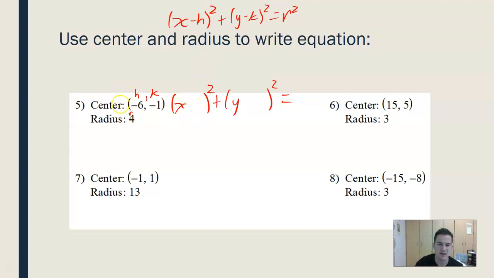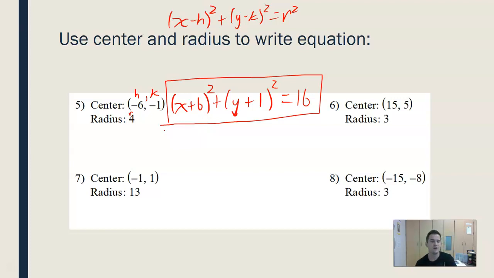So remember, if the center is -6, -1, the values in the parentheses are going to be the opposite of those. So right here, I'm going to have x plus 6 and y plus 1. It's the opposite of these numbers. -6 turns into a +6, -1 turns into a +1 for the equation of the circle. And the right side of the equal sign is going to be r squared, or 4 squared, which is 16. 4 times 4. So the equation of that circle with a center of -6, -1, and a radius of 4 is x plus 6 in parentheses squared plus y plus 1 in parentheses squared equals 16.